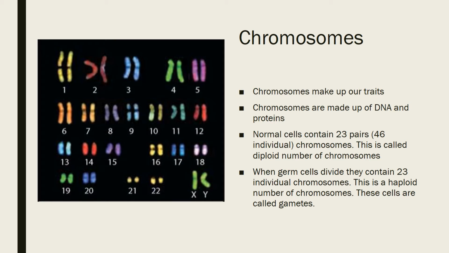So, in total, we have 23 pairs of chromosomes. A normal cell containing all 46 contains the diploid amount. A cell with half, just 23 chromosomes, is called the haploid amount. These cells are the gametes produced by germ cells.